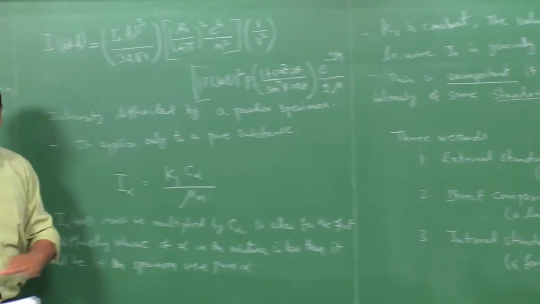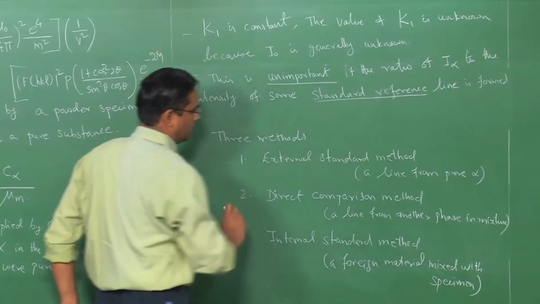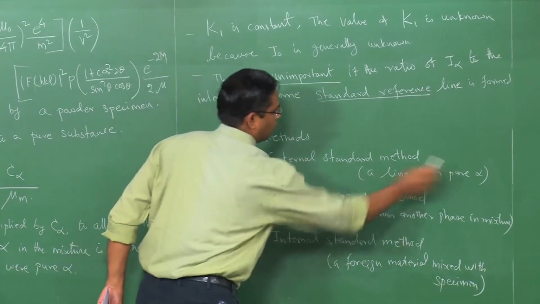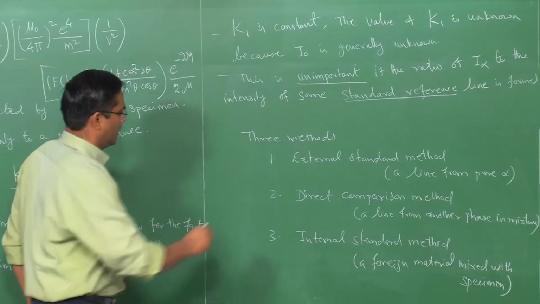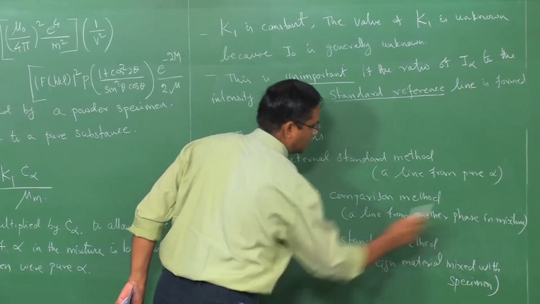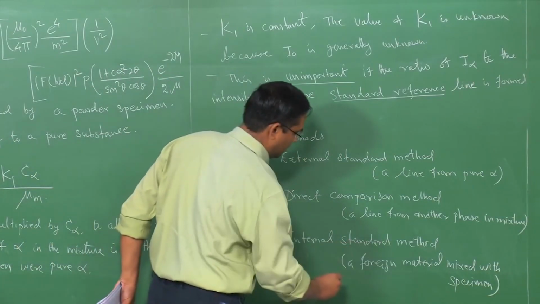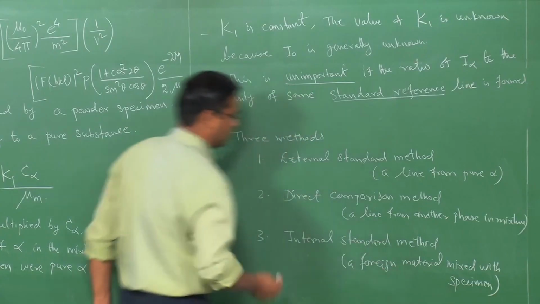So, there are three methods in general. One is the external standard method, where a line from pure alpha is used. Then the direct comparison method, where a line from another phase in the mixture is used. The third is the internal standard method, where a foreign material is mixed with the specimen.